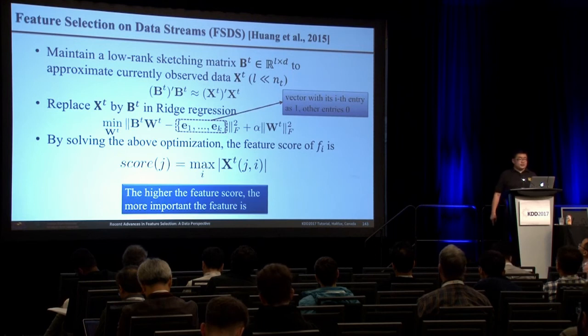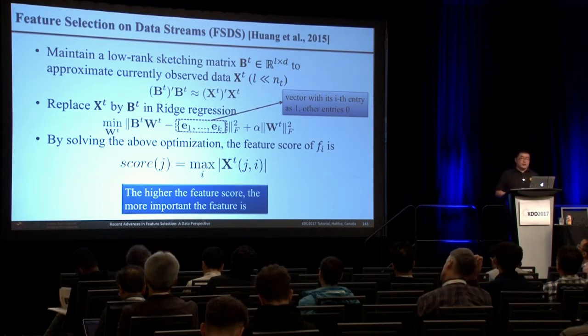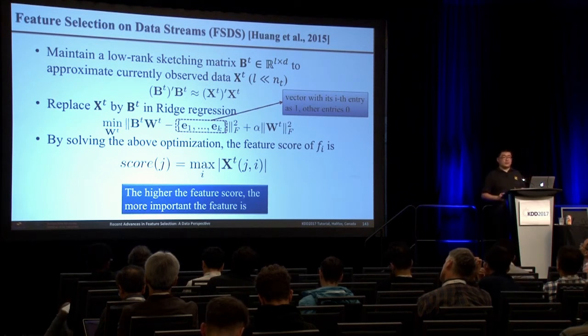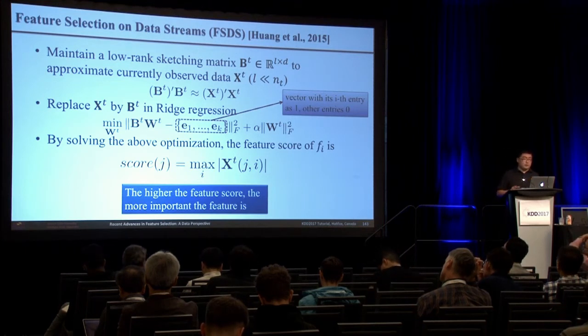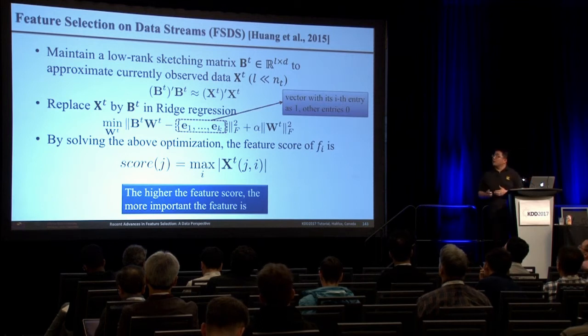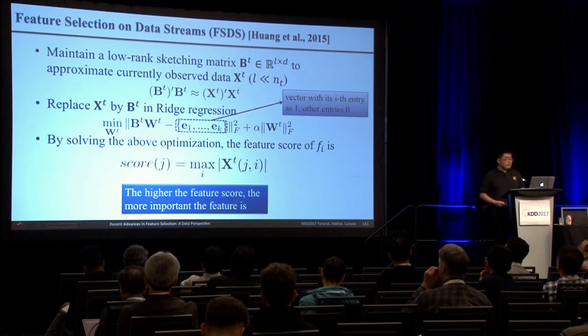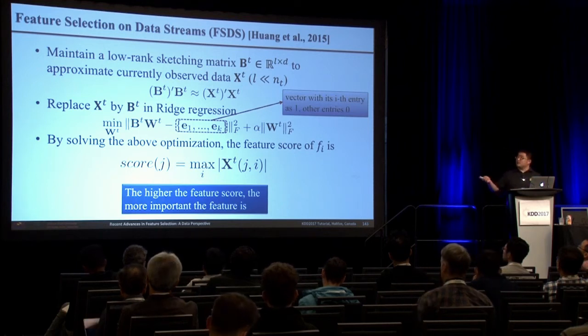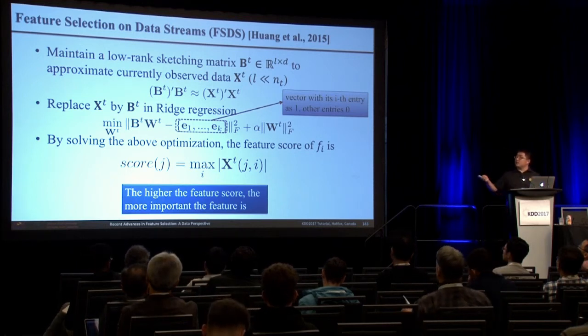And fortunately, they find a method, which is matrix sketching. Matrix sketching tries to find a low-rank matrix to approximate the currently observed data, such that the product B_t transpose times B_t will approximate X_t transpose times X_t. So basically, B_t is a low-rank matrix which can approximate X_t. In this way, they can replace X_t by B_t in the ridge regression.